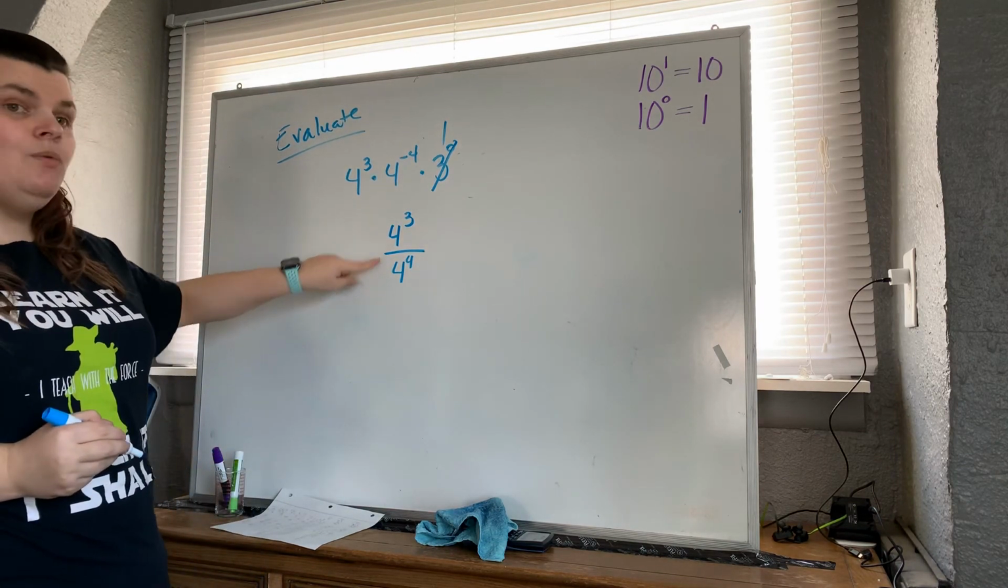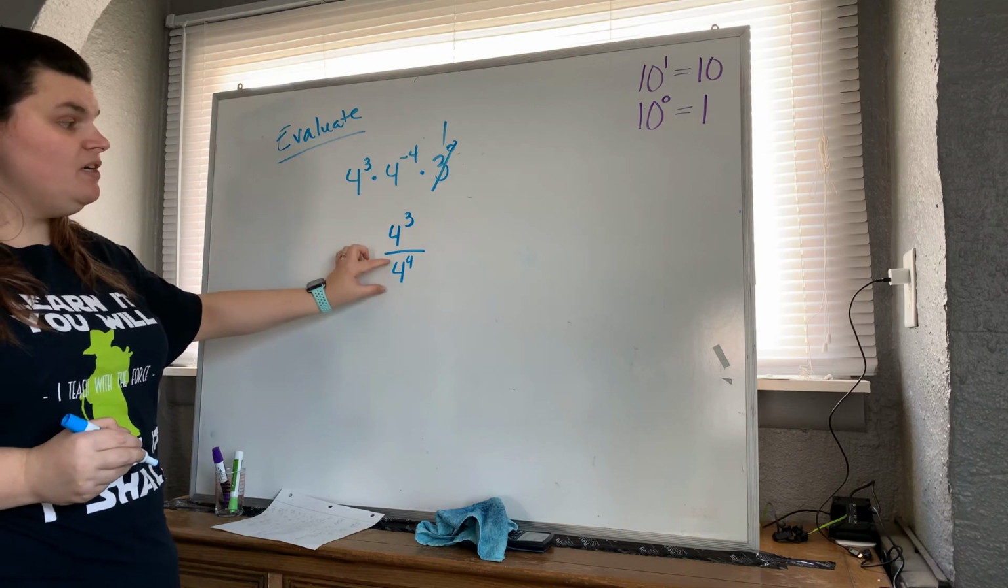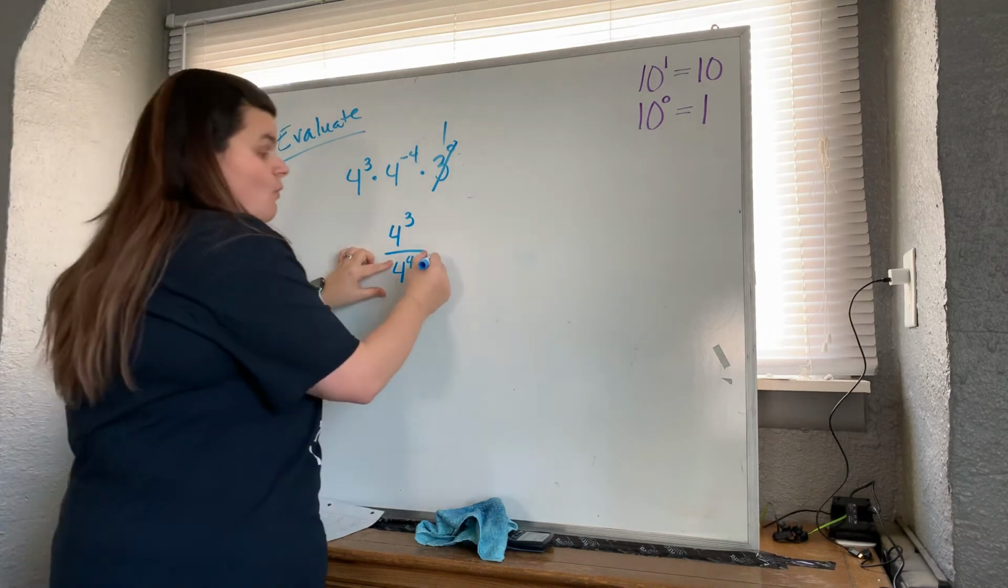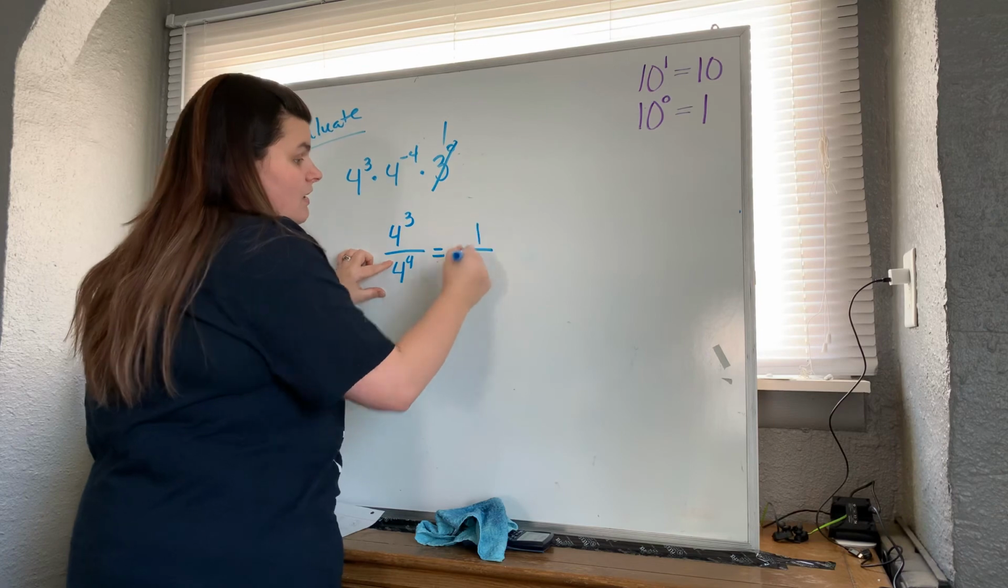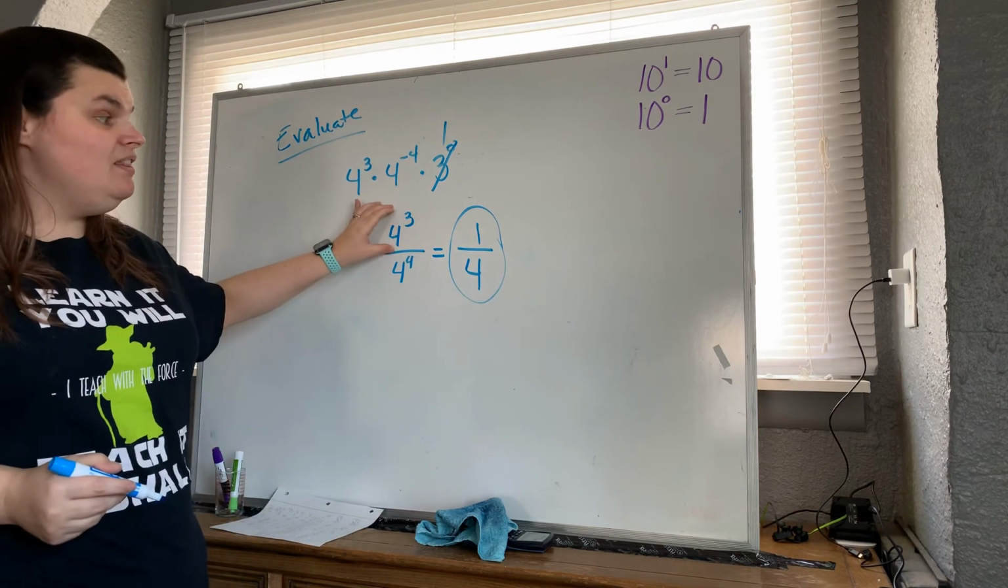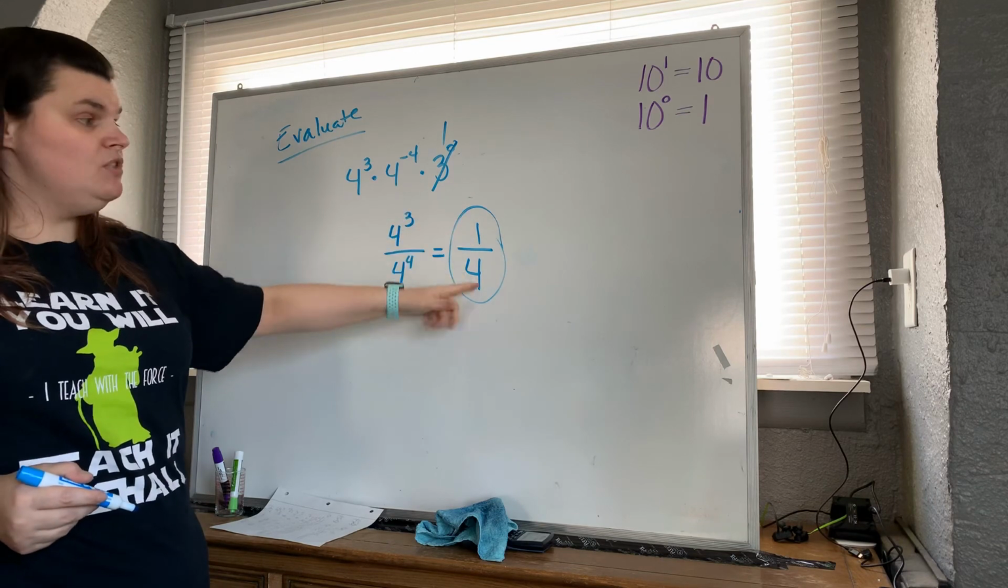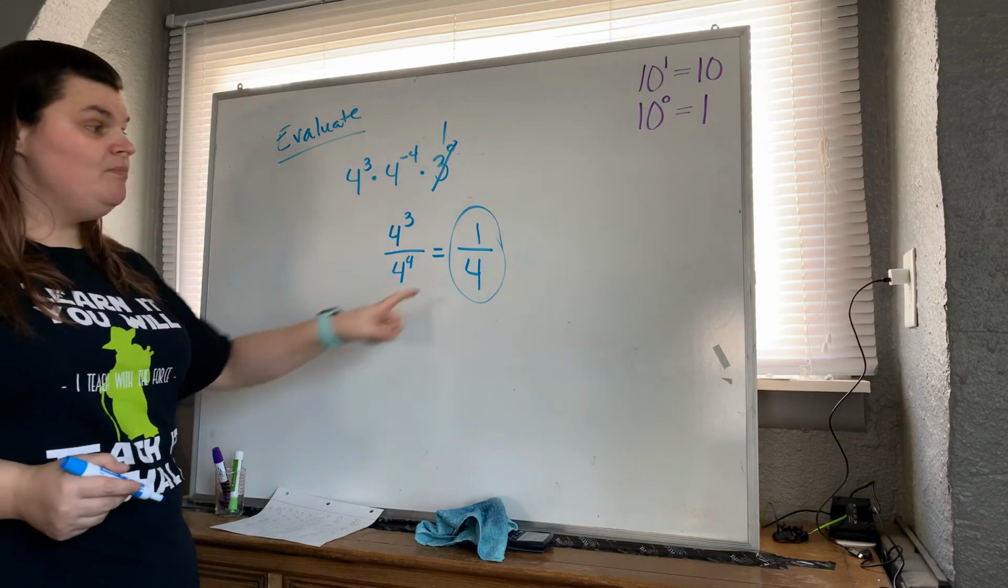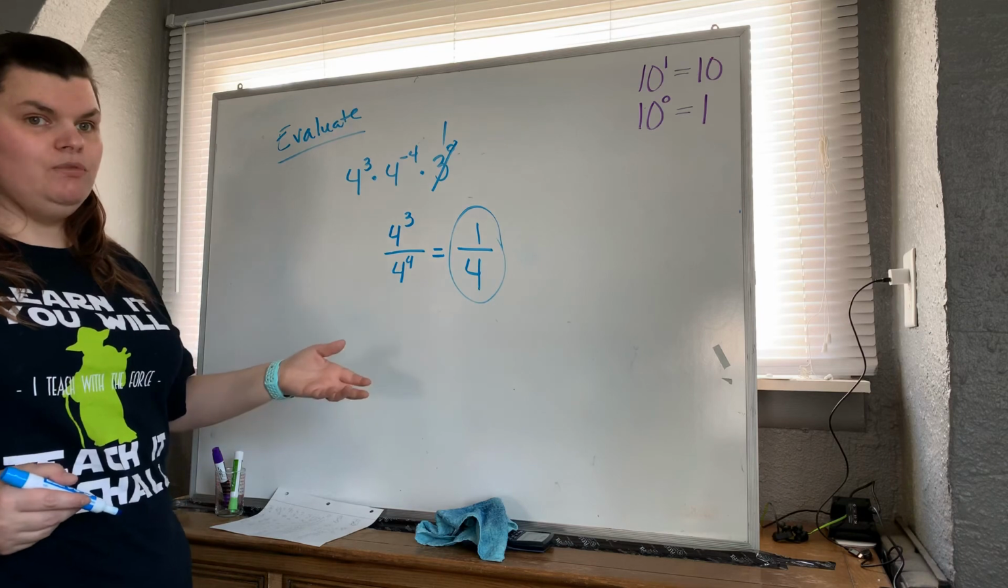Now I'm just going to look at this. Where do I have more 4s? I have 3 4s up here, 4 4s down here. So I have 1 more 4 on the bottom than I did on the top. So it stays in the bottom. Anything else can get replaced with a 1. So it just becomes 1/4. Okay? You can make this 4 to the 1st power, but you don't need to.